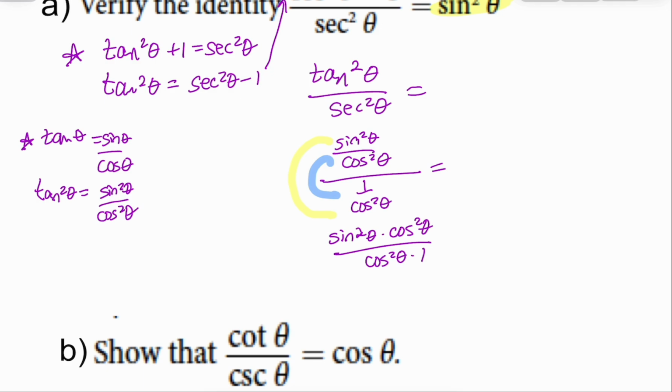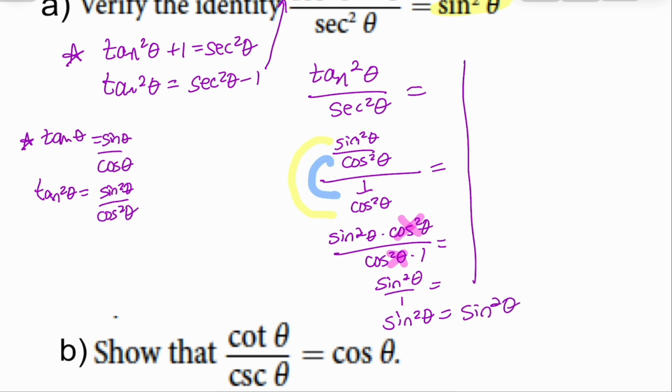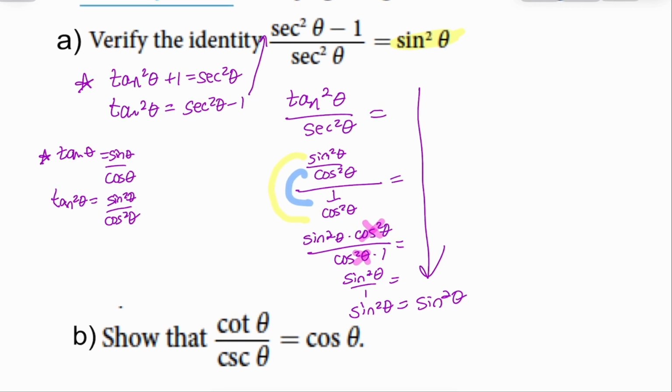Show all the steps. Show what's going to cancel. Our cosine squared is going to cancel. So we get sine squared over 1, which is equal to sine squared. That was our answer anyway, so put it on both sides. Put your arrow notation. So you have the answer was a sine squared. We showed that we could get a sine squared, and there you go.